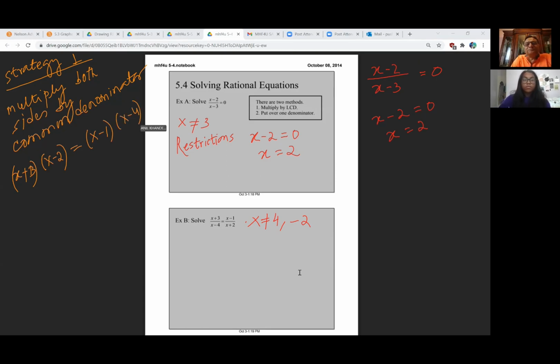Is that clear to you? Yes, because you multiplied. You're multiplying by the denominator of the other side. So basically, look at it like this.